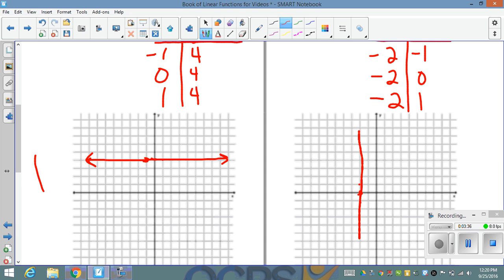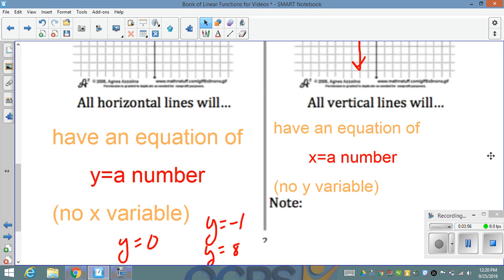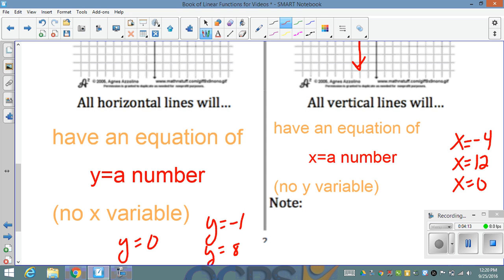When I connect and extend through, that gives me a nice straight vertical line at x equals -2. All vertical lines will have an equation of x equals a number. You'll have no y variable because the a value is 0. So other examples of vertical lines, x equals -4, x equals 12, x equals 0, x equals 4.5. All of those would also be vertical lines because it's x equals a number.